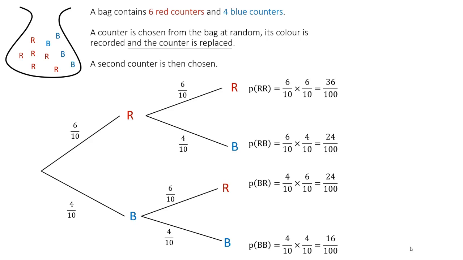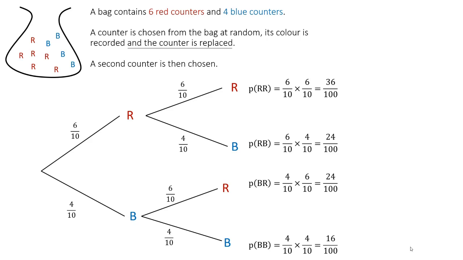36 of those options are a red then a red. 24 of them are a red then a blue. Another 24 are a blue then a red. And 16 of them are a blue and a blue. Something else to notice: if we were to add together 36, 24, 24 and 16, we would get 100.